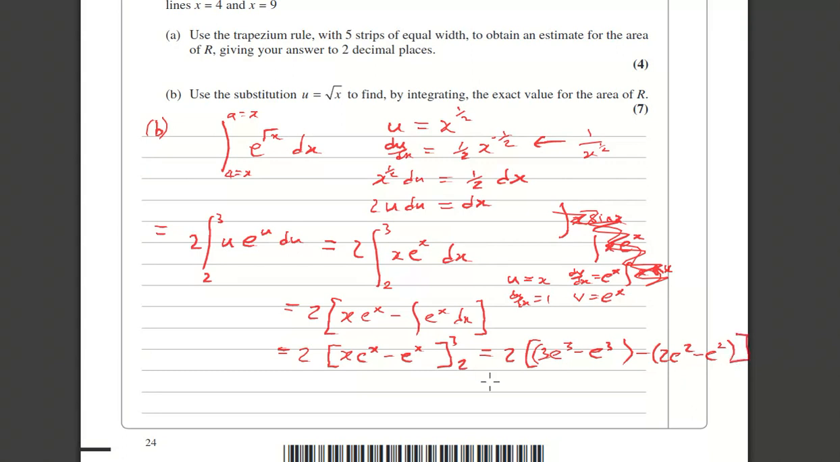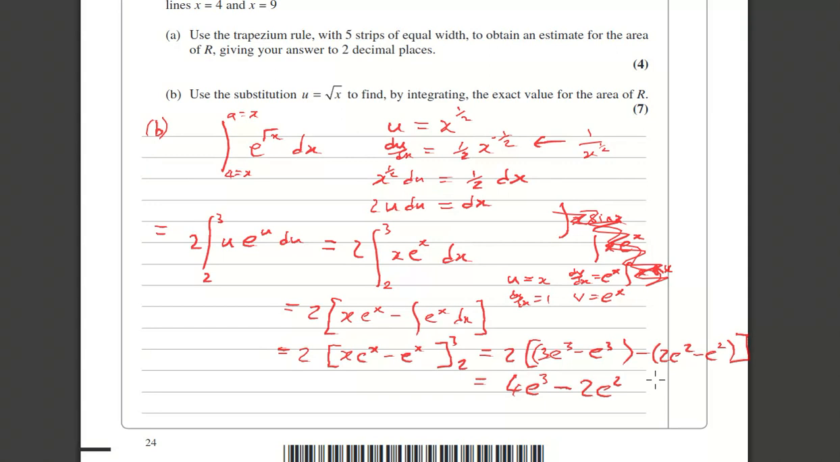Good, just checking that. You know what it's like, it's so easy to make a mistake here, so be careful. 3e cubed minus e cubed is 2e cubed. Times it by 2, you're going to make 4e cubed. And then 2e squared minus e squared is just e squared. You're taking away that e squared, but then you're timesing it by 2, so minus 2e squared, and you're done.